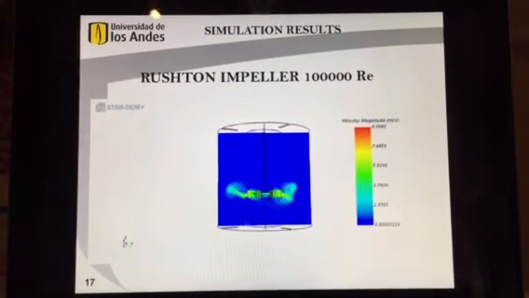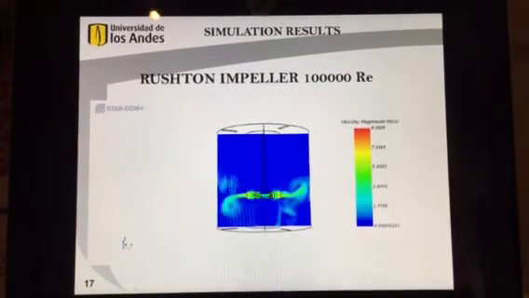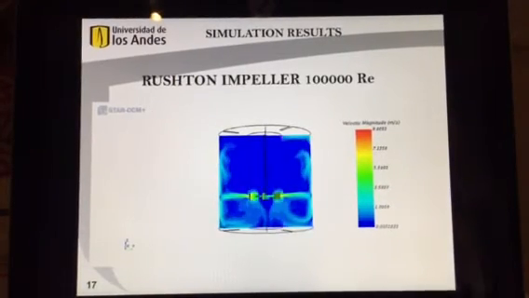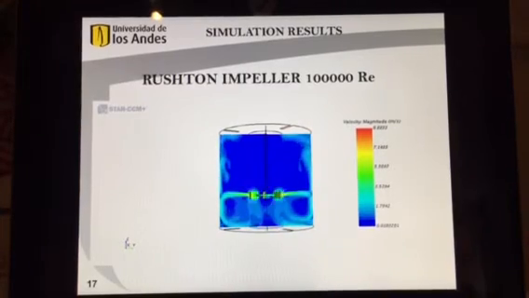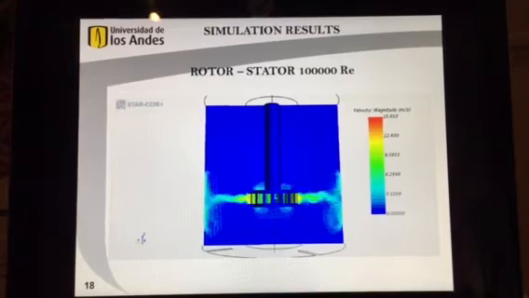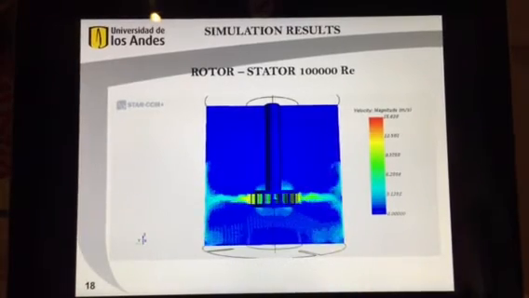Moving on to the simulations, we can observe the velocity magnitude for the Rushton turbine in the turbulent flow, as well as the velocity for the rotor stator in turbulent flow.